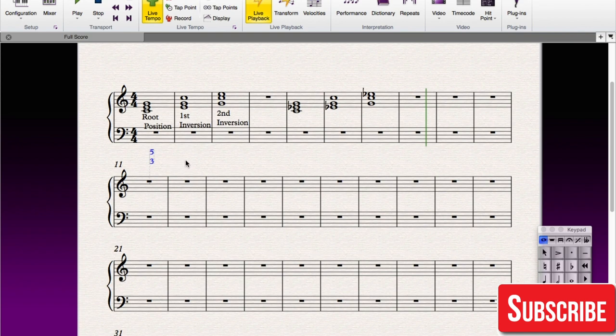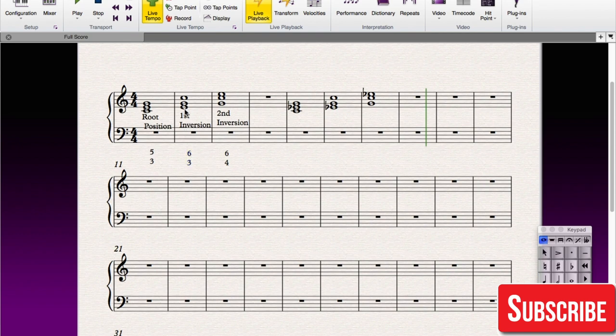Now I'm going to do the same thing for the first inversion, but with the first inversion, what you will have is actually a 6 3. I'll come back to this and we'll count these together. I'll just write the same for the second inversion. Now what you have for the second inversion is a 6-4. So let's look at the first inversion.